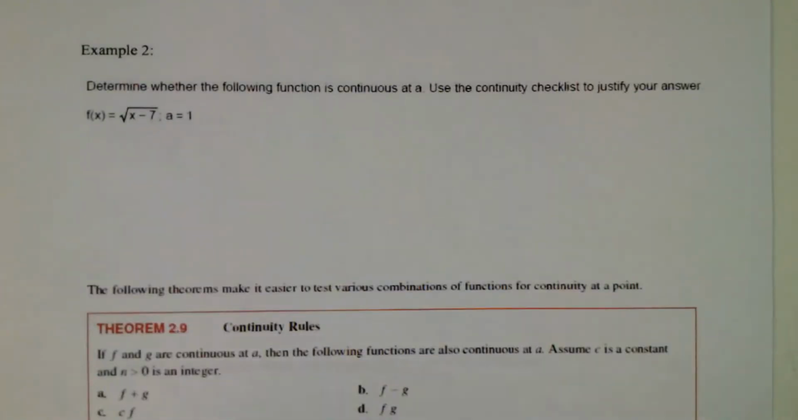All right, take a look at example 2 on the next page. Example 2. Let's say I want to determine whether the following function is continuous at a using a continuity checklist to justify the answer. All right, so first of all, we need to check to see if f of a is defined, meaning that a has to be in the domain of this function f of x equal to the square root of x minus 7. And here our a that we're dealing with is 1.